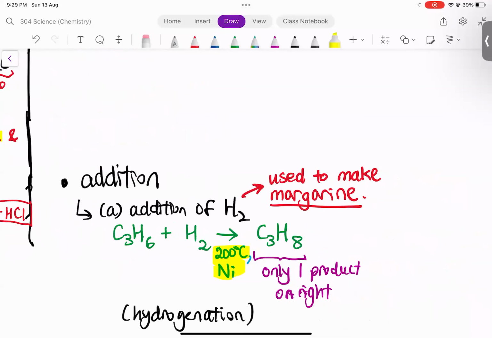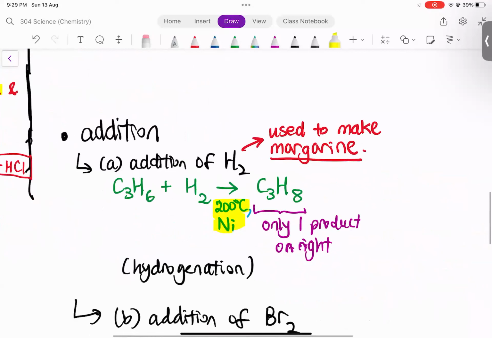So you recognize an addition reaction because when you add something, there's only one product on the right-hand side of the arrow. In particular, we can add hydrogen gas. This is called hydrogenation. Hydrogenation of the alkene converts the alkene to the alkane. Can you see the C3H6 plus H2 becomes C3H8? This process produces only one product on the right-hand side.